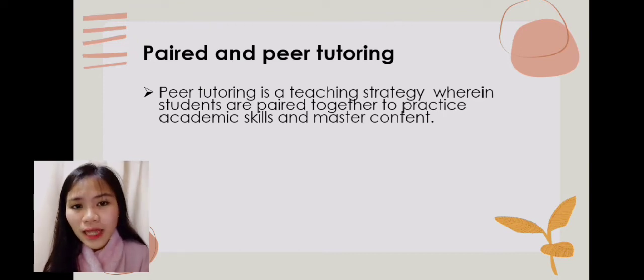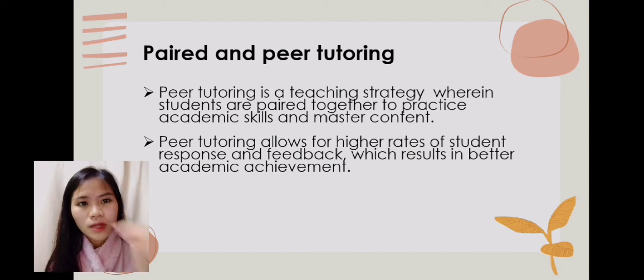The learned students would be paired with those students who need help to improve academically. So in here, peer tutoring allows for higher rates of students' response and feedback, which results in better academic achievement. So as what I have said, there are students who are confident enough and can express themselves freely if paired with other classmates or their peers. So this would really result in better academic achievement.